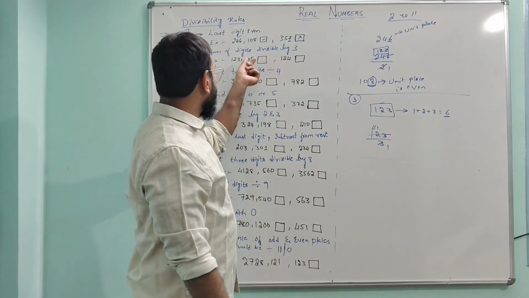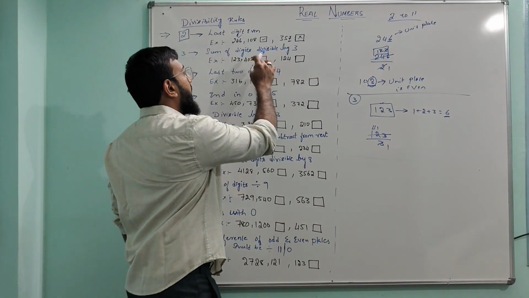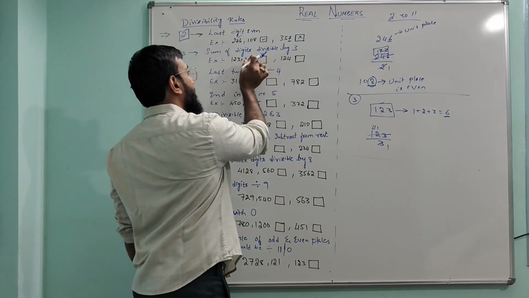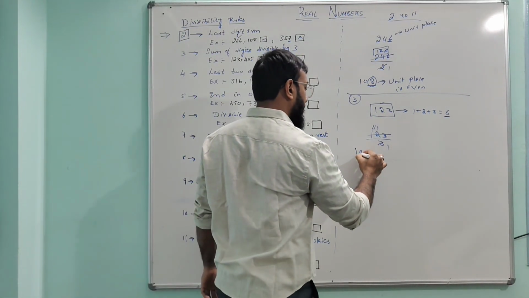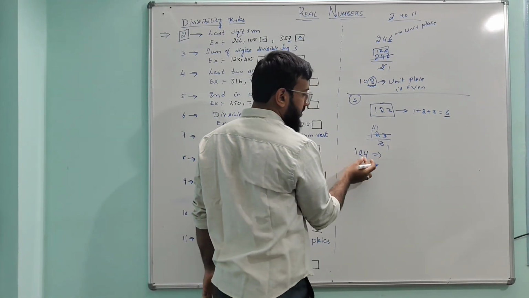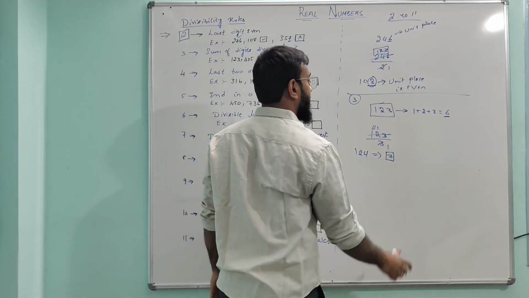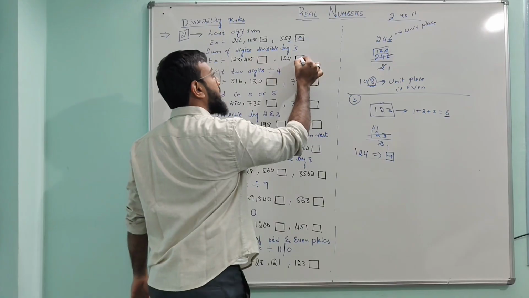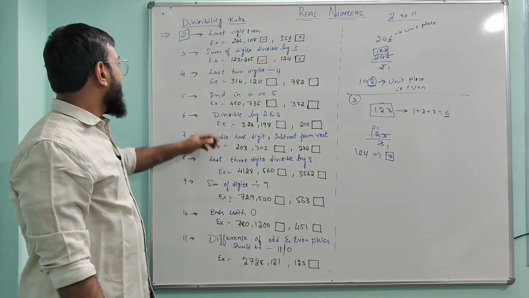Hope it is clear. Take another example, check yourself whether this number is divisible, and let me know in the comment section. 405, is it divisible? Yes. Similarly, 124: 1 plus 2 is 3, 3 plus 4 is 7. But 7 is not divisible by 3, so hence it is not divisible.